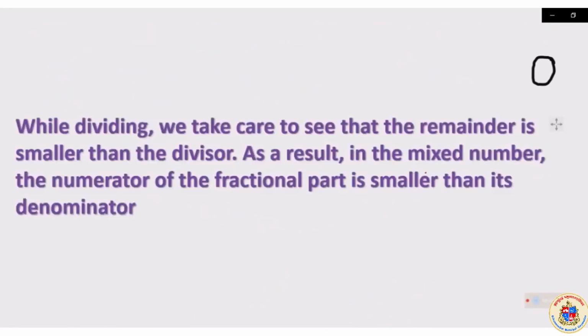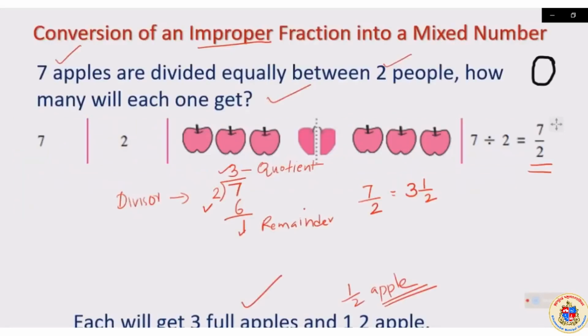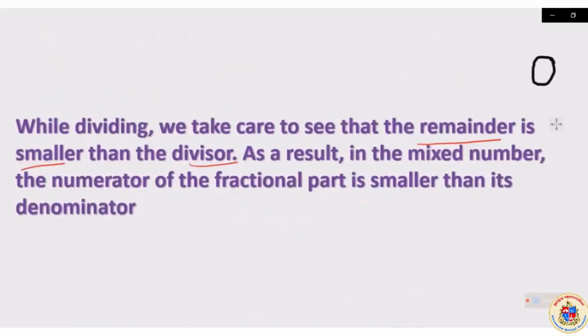But while dividing, one thing you should take care. The remainder must be smaller than the divisor. In the previous case, how much was the divisor? It was 2. And the remainder is 1. It is true. The remainder must be smaller than divisor. This you have to take care. So as a result, a mixed number will be having a fractional part in which the numerator of the fractional part is smaller than the denominator. It will be written 3 and 1 upon 2. In that case, 1 is smaller than 2. Numerator will be smaller than denominator. Then it becomes a proper fraction. This will be the product when we divide an improper fraction to convert it into a mixed number. This you should take care.